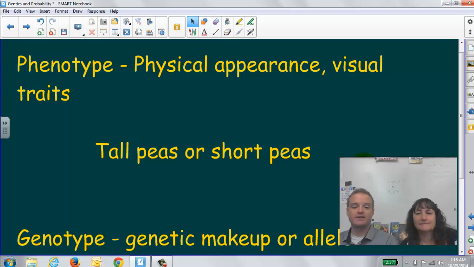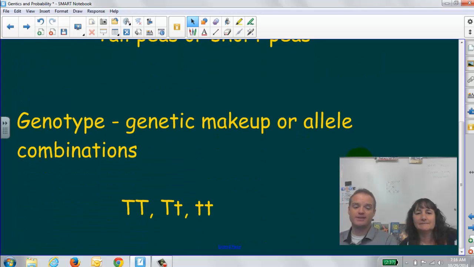And so on the other side of that, in your genes, you have the genotype, so genes, genotype, and that's the genetic makeup or allele combination. Going back to that pea plant, the possible genotypes for the tallness of a pea plant would be two capital T's, one of each, uppercase and lowercase, or two lowercase t's. That's an allele combination. Remember, there's two alleles for every trait. So tallness is the one trait, but there's two different alleles for that. And that plant's going to carry two alleles.